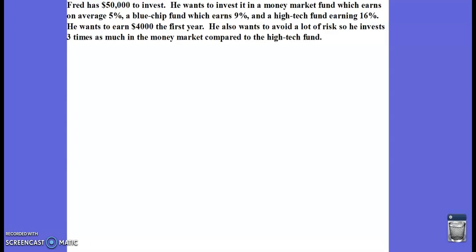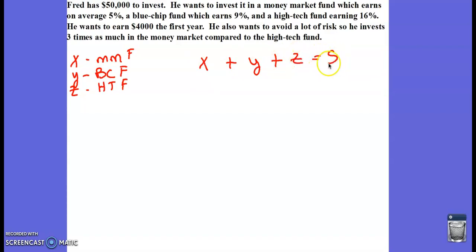All right, so here what we're going to do is set this up, literally do X, Y, and Z. We're going to set this up into 3 different variables. X is the money market fund, the Y would be the blue chip fund, and the Z would be the high tech fund. So just my X, Y, and Z, that's what they're going to represent. And notice we know that we're going to invest a certain amount into each fund. So literally X plus Y plus Z equals $50,000.